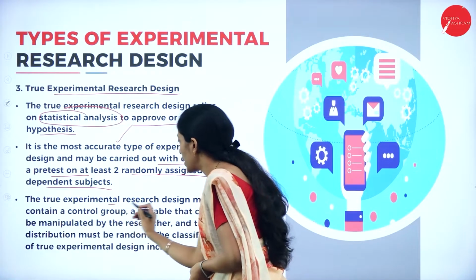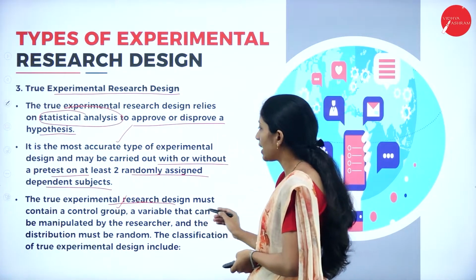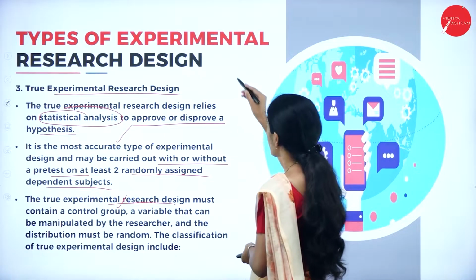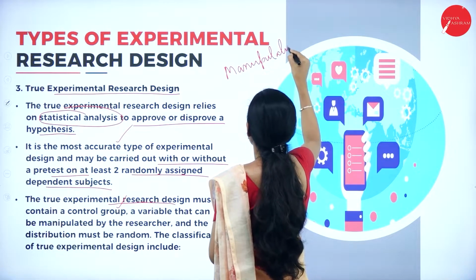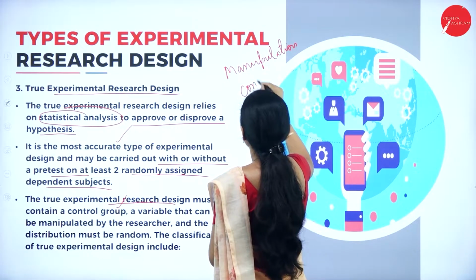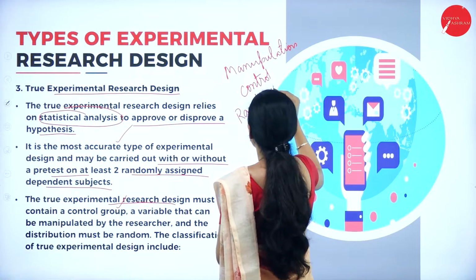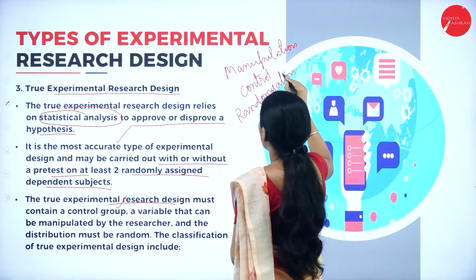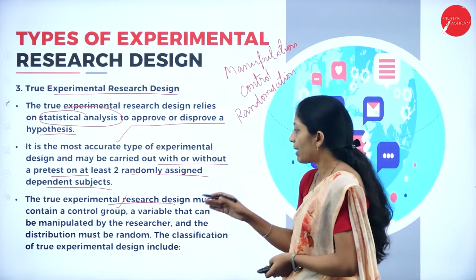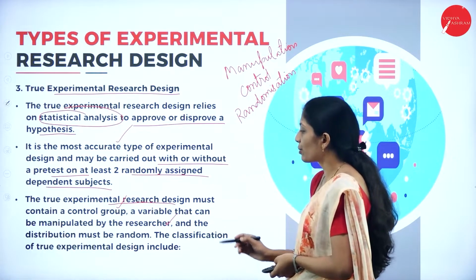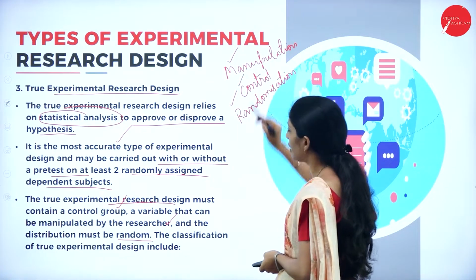The true experimental research design must contain a control group. So they will have a control group, and a variable that can be manipulated by the researcher. So there will be manipulation, at the same time control and randomization. So all the 3 will be there here. It must contain a control group, a variable that can be manipulated by the researcher, and the distribution must be random. So it includes randomization, manipulation, and control.